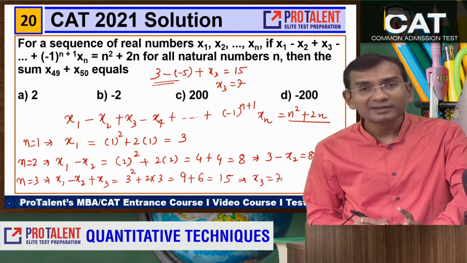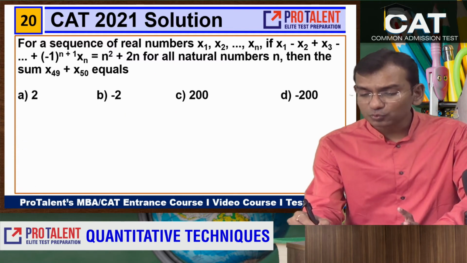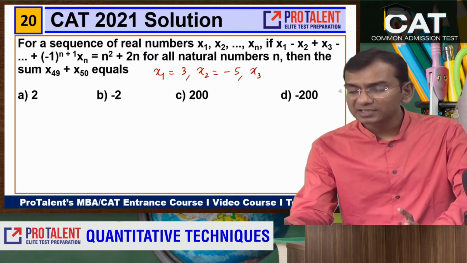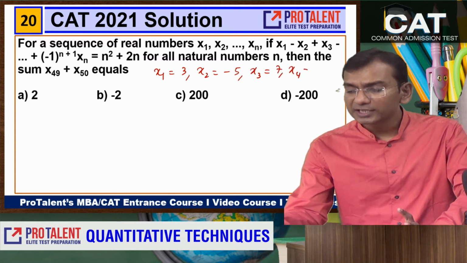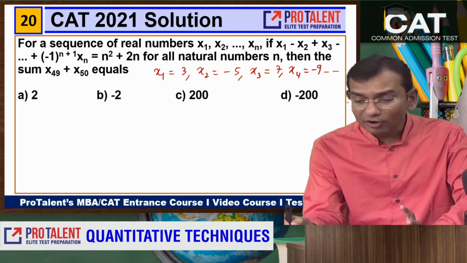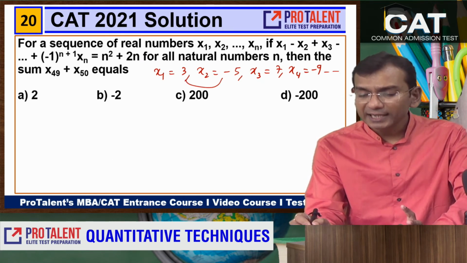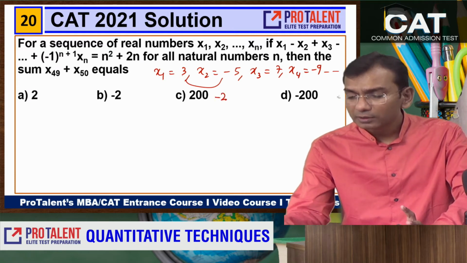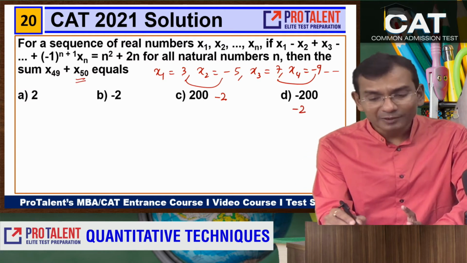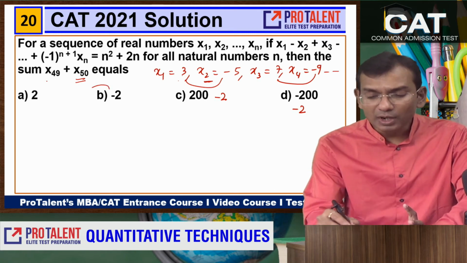So I get a series now. What series am I getting? A very interesting series: x1 is 3, x2 is minus 5, x3 is 7, x4 is minus 9, and so on and so forth. If I take the sum of two numbers, minus 5 plus 7 is 2, and x4 plus x3, minus 9 plus 7, is minus 2. So it is an even number plus an odd number sum, and the difference is minus 2. The answer would be minus 2.